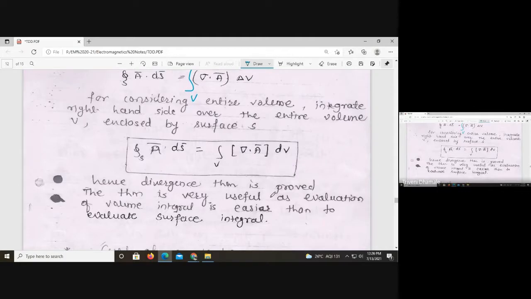The theorem is useful for the evaluation of volume integral, which is easier than evaluating surface integral. Okay, here the surface integral is converted into the volume integral. This is the very important point of this theorem. The closed surface integral is converted into the volume integral, and hence the theorem is proved. The question is always there: state and prove the divergence theorem. What is the significance of the divergence theorem?